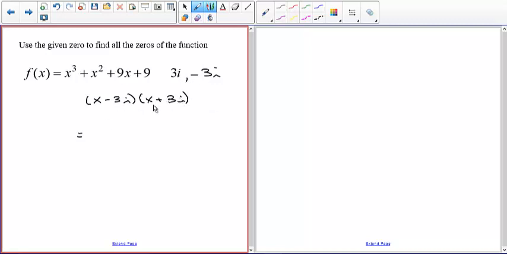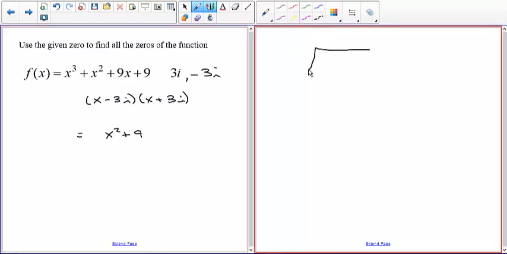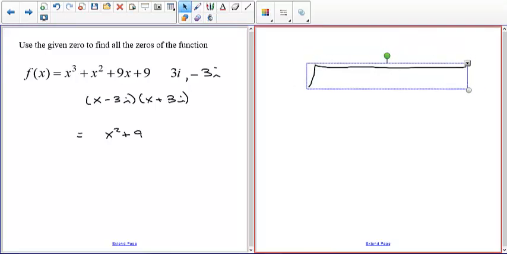So if we now multiply these things together, we'll get x squared. The inner and outer will cancel out. You'll have negative 3 times positive 3, which is negative 9, i times i, which is i squared, which is negative 1. So we'll get x squared plus 9. So that is the quadratic term that has no real zeros, but it does have 2 imaginary zeros.